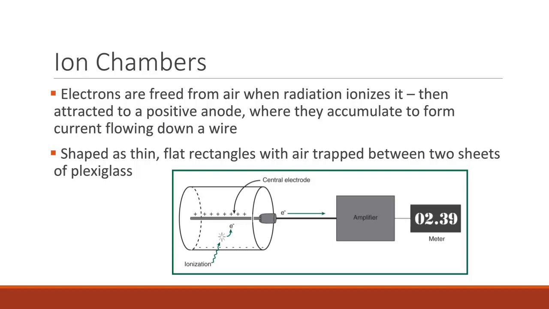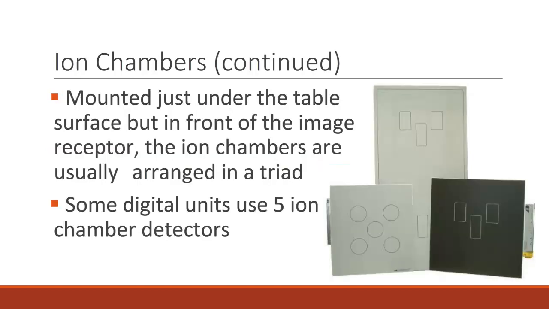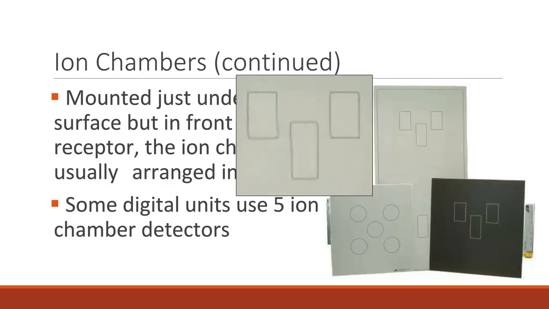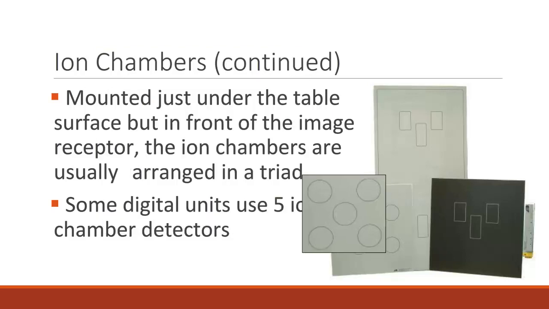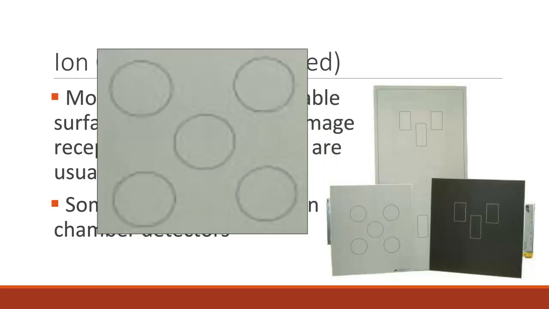The ion chambers are thin, flat rectangles with air trapped between two sheets of plexiglass or aluminum. Ion chambers are mounted just under the table or bucky surface, but in front of the image receptor. They do not cause artifacts on the image. The gas ion chambers are usually arranged in a triad. The top two chambers are spaced more laterally and superiorly, and one is located centrally. Some digital units use 5 ion chamber detectors.